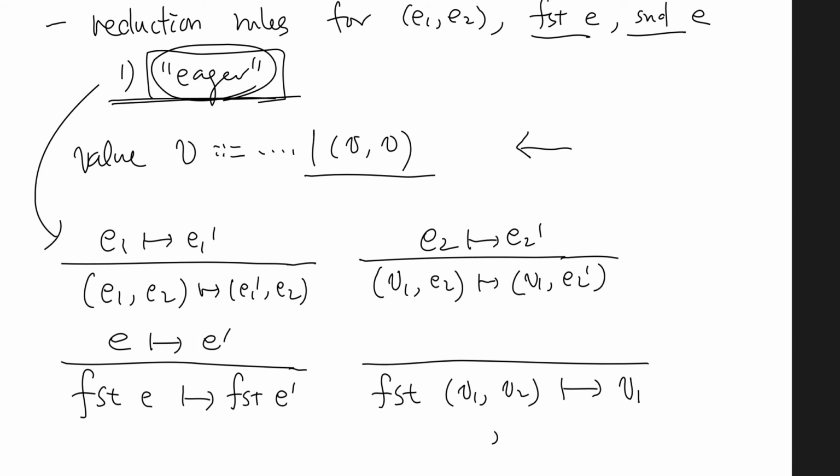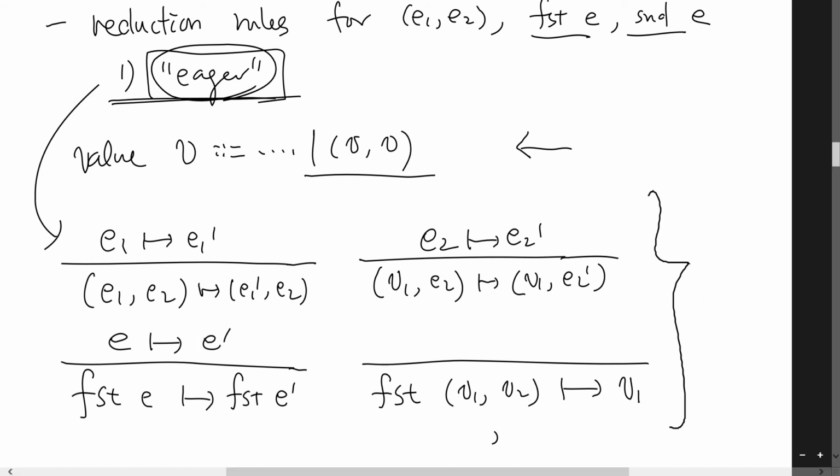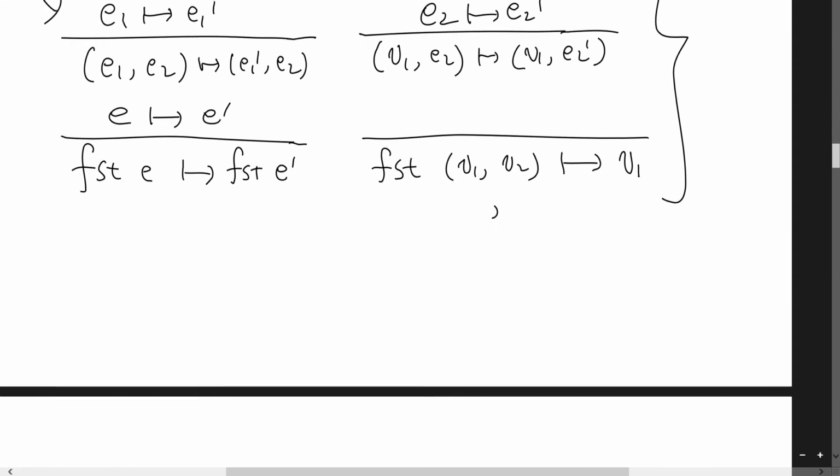Now let's consider the reduction rules. These are the reduction rules under the eager strategy. And what about the lazy strategy?